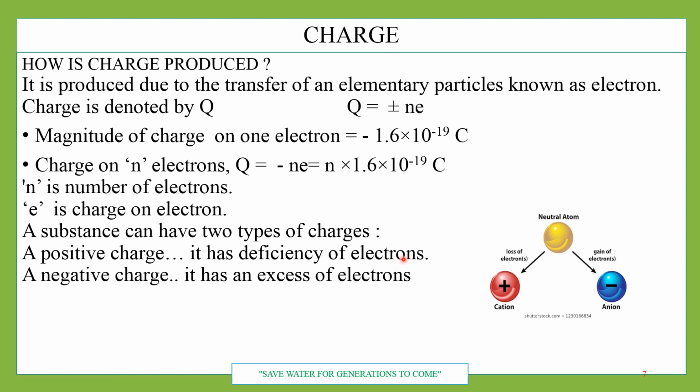Then protons are more on that body. Protons are positively charged, so therefore protons are more in number, so that body is said to be positively charged. A negative charge has an excess of electrons. So when a body is negatively charged, we say that it has an excess of electrons. This means it has taken electrons from another body. So electrons are more than the positive particles, protons. So it is said to be a negatively charged body.